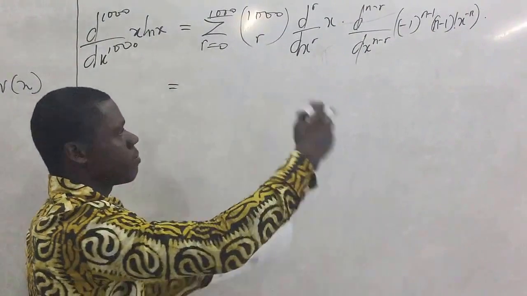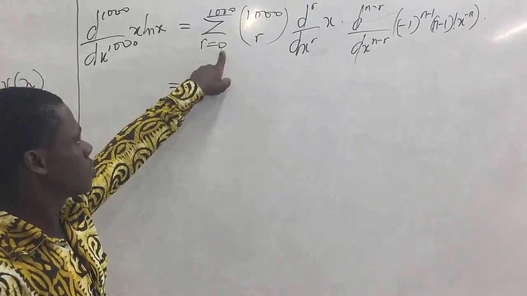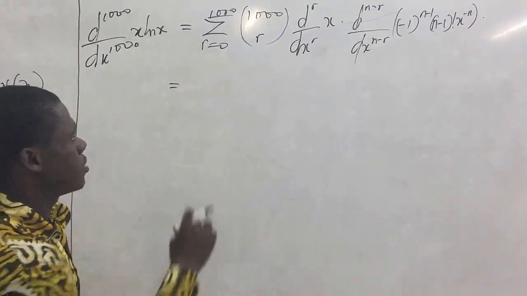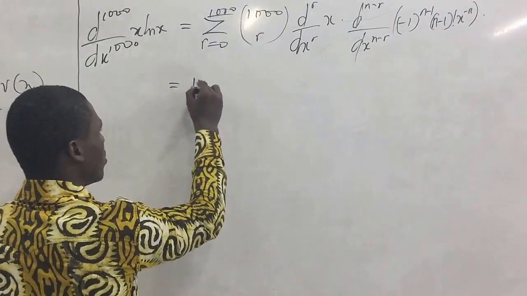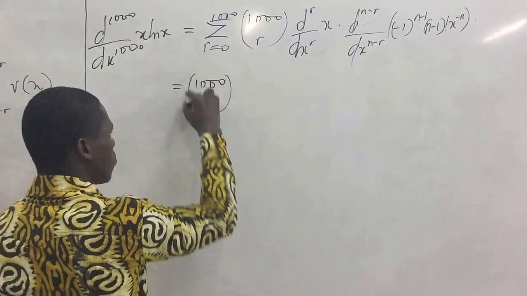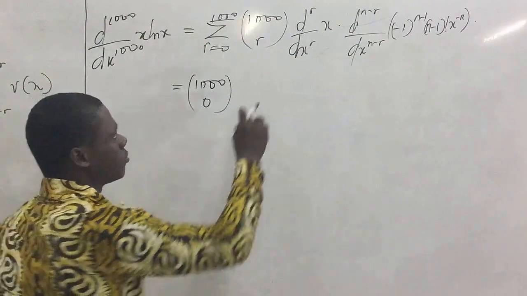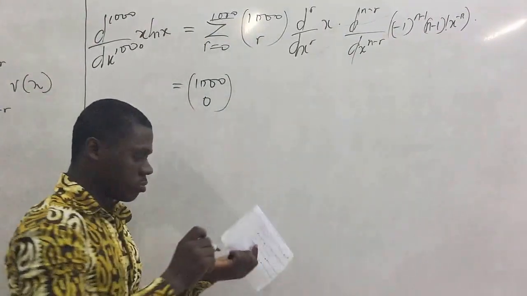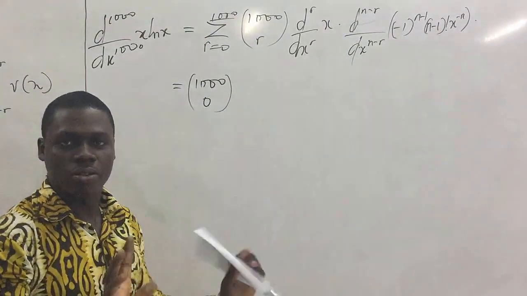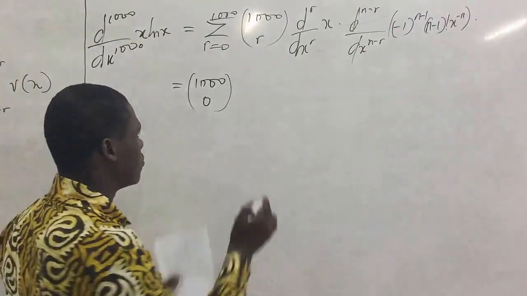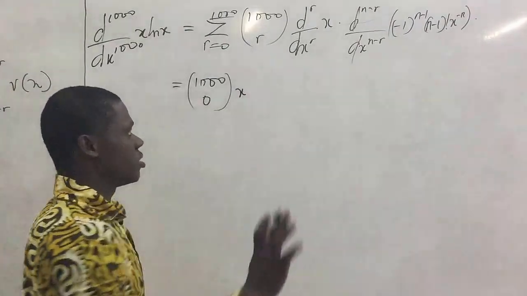It's about summation. So first, we start with r being 0. When r is 0, it means this becomes 0. We have 1000 combination 0. Alright, and when we come here, this place becomes 0. So if 0 derivative means you are not differentiating at all, so we have x there, no differentiation.